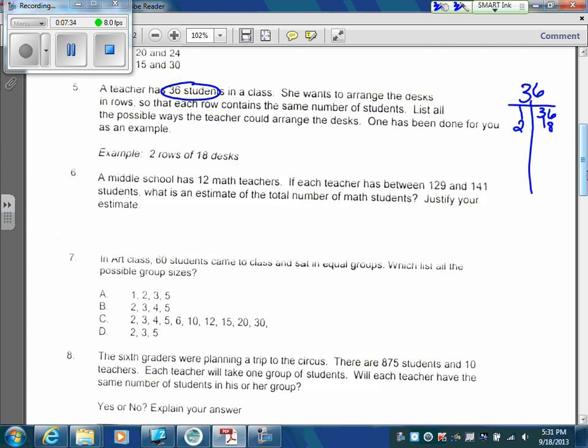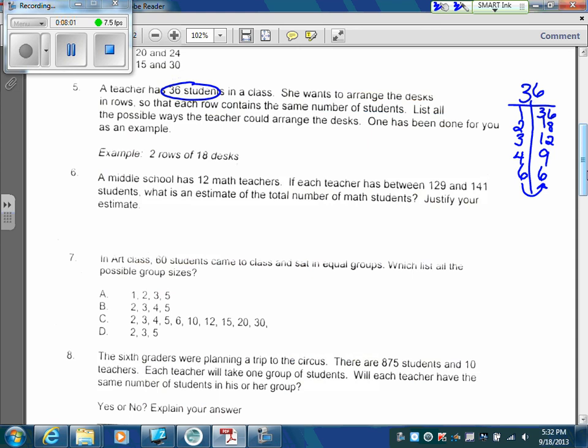3, well, it's divisible by 3 because 3 plus 6 is 9. So I know 3 times something is 36, and it's 12. 4, yes, because 4 times 9. 5, no, because it doesn't end in a 0 or a 5. 6, yes, because 6 times 6 is 36. My numbers are repeating, so I'm going to stop. So how does the T help us with the arrangement of the desks?